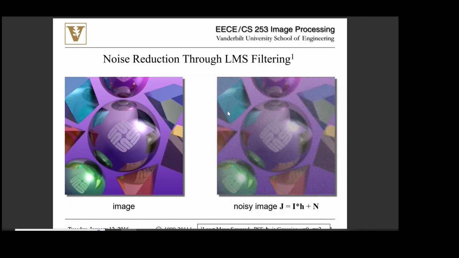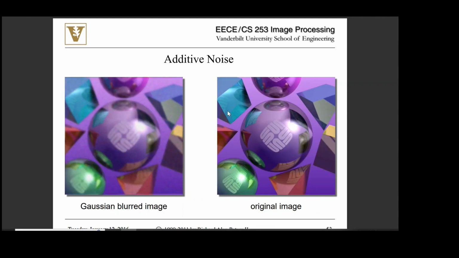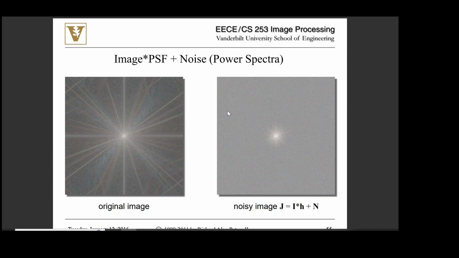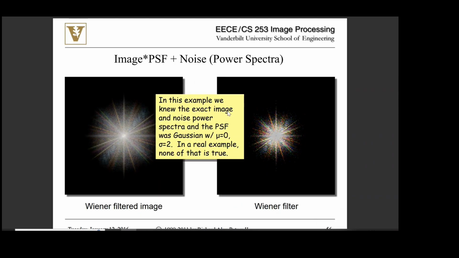Now the PSF will be a Gaussian. In the previous example, we didn't have a PSF, so the PSF was just a delta. Now we will have a Gaussian. So what happens if we have a Gaussian? Well, these are the different power spectra, and now this is my Wiener filter.